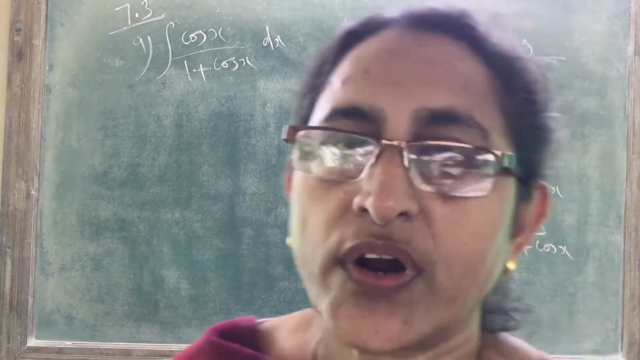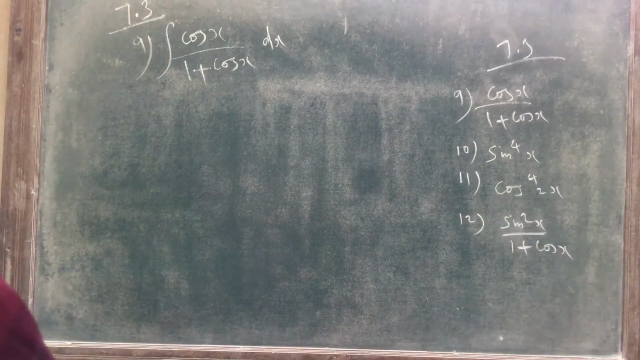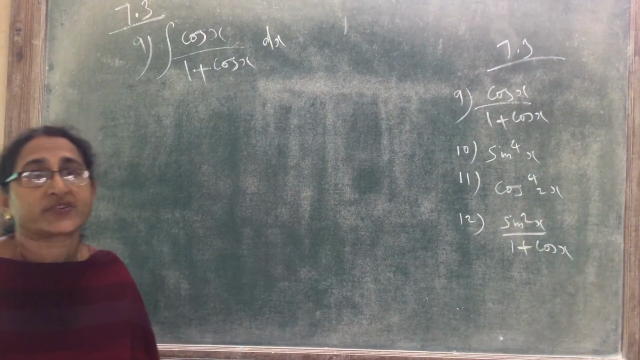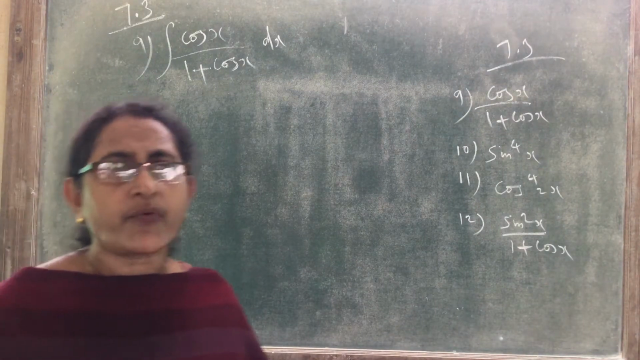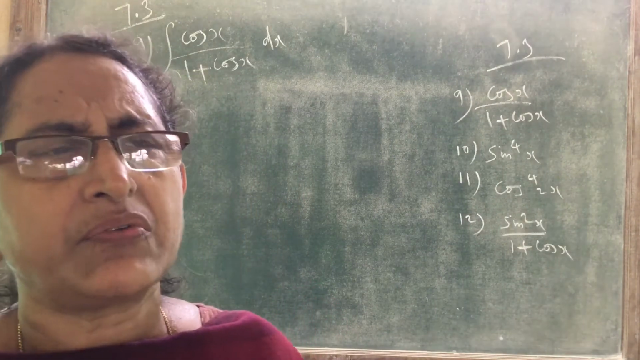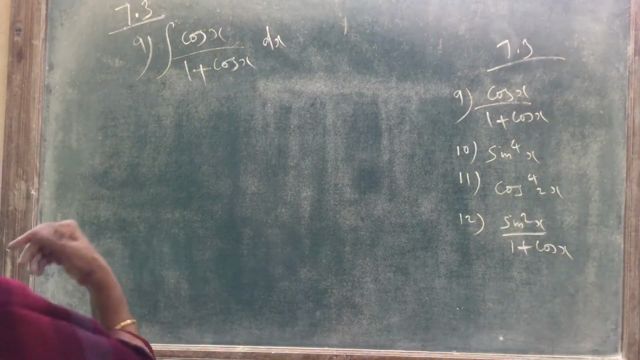Let us consider the ninth one: the integral of cos x by 1 plus cos x dx. So how do we integrate this function, cos x by 1 plus cos x? See, we can see how we can simplify this.